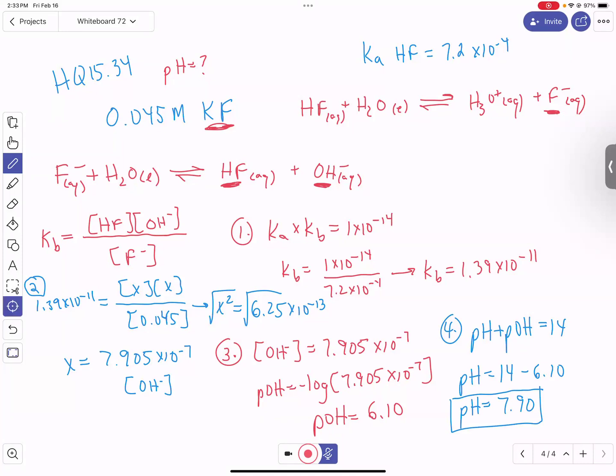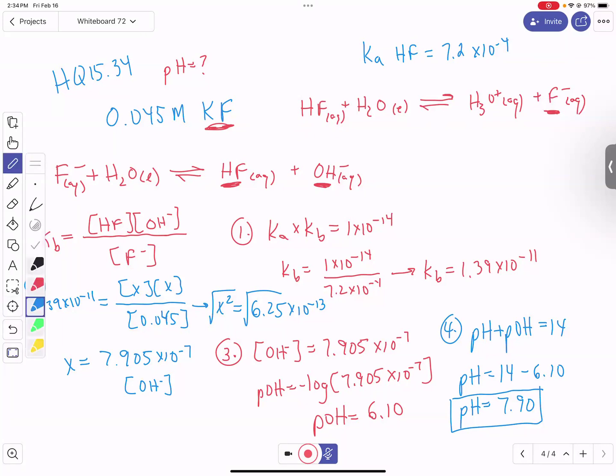I know we started with potassium fluoride, but we have to recognize that fluoride is the conjugate base of a weak acid. It's the conjugate base of HF. Because HF is a weak acid, there's an equilibrium here, and that means fluoride is a weak base.